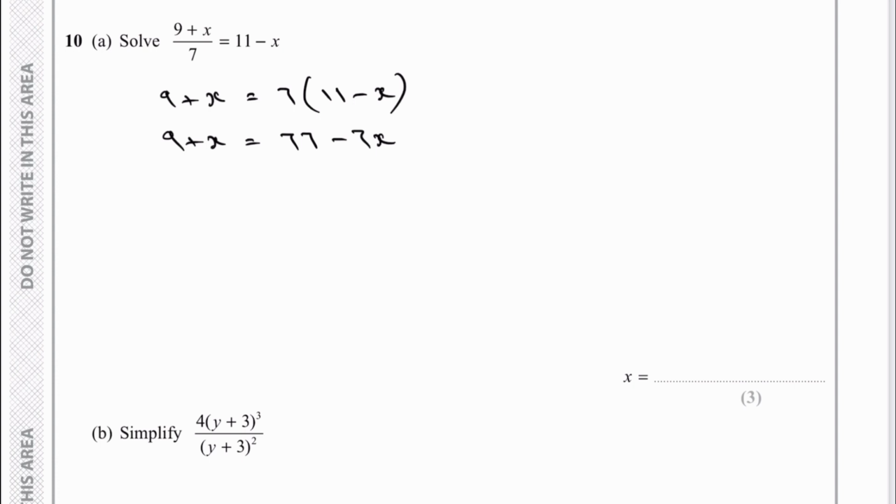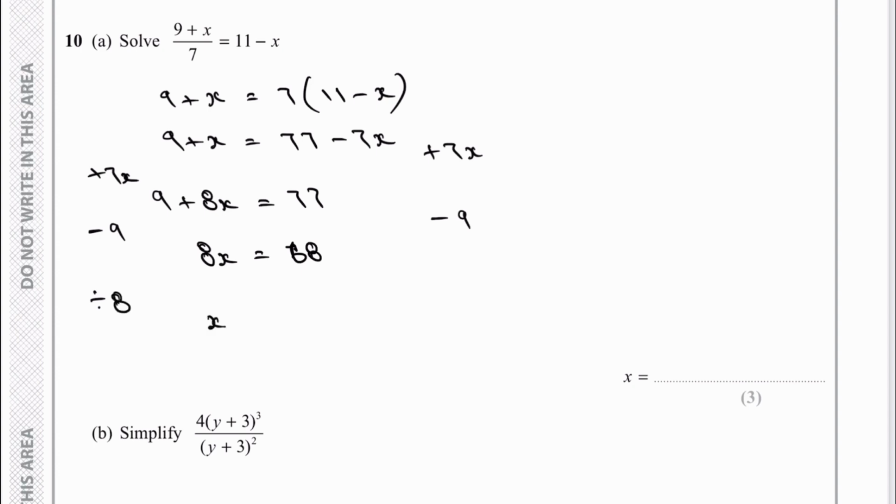Okay, minus 7x is not particularly helpful, so I'm going to add 7x to both sides. Now if I do that, I get 9 plus 8x equals 77. Okay, and then I need to get that 9 to the right hand side, so I'm going to minus 9. Remember, the object really is to get x on its own, so at the moment I've got 8x equals 68. Okay, and then finally I'm going to divide by 8, and that gives me one value of x, which is going to be equal to 8.5, and that would be the answer to question number 10.